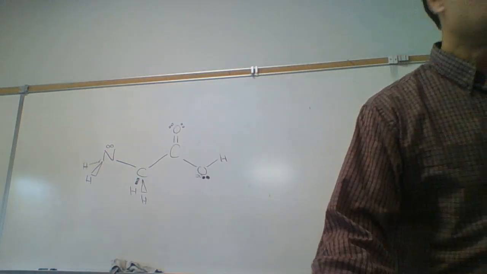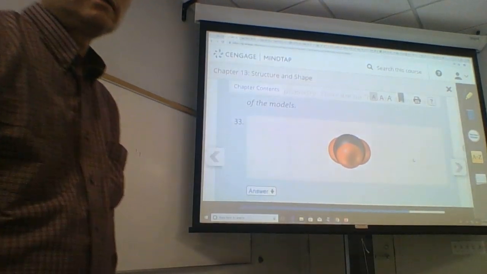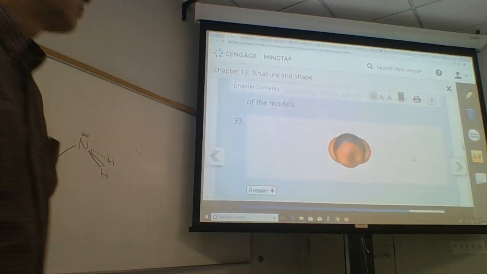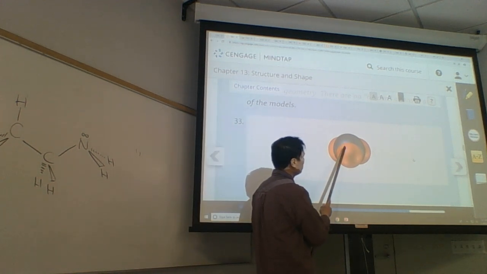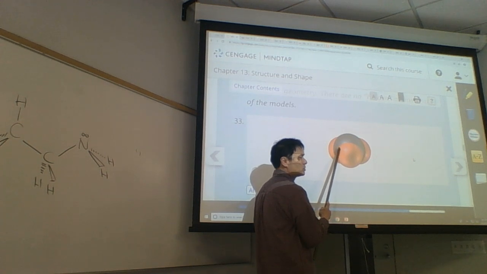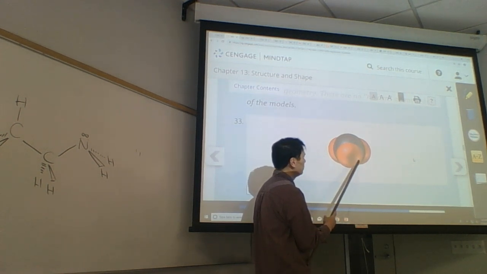So we did glycine there. And then this structure would be, well, we don't have to name it, but what does it look like structure-wise? What would you call this molecular geometry? Trigonal pyramidal or trigonal planar?